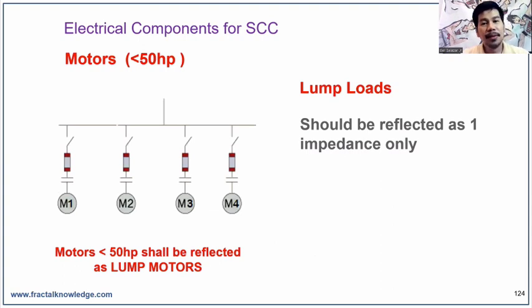Another electrical component that takes a big part of the single line diagram is sometimes the distribution panel that has a mixed load of motors, single phase and three phase, that are below 50 horsepower. As a rule, all motors less than 50 horsepower shall be reflected as lump loads, meaning their kVA should be added and represented as one impedance only.